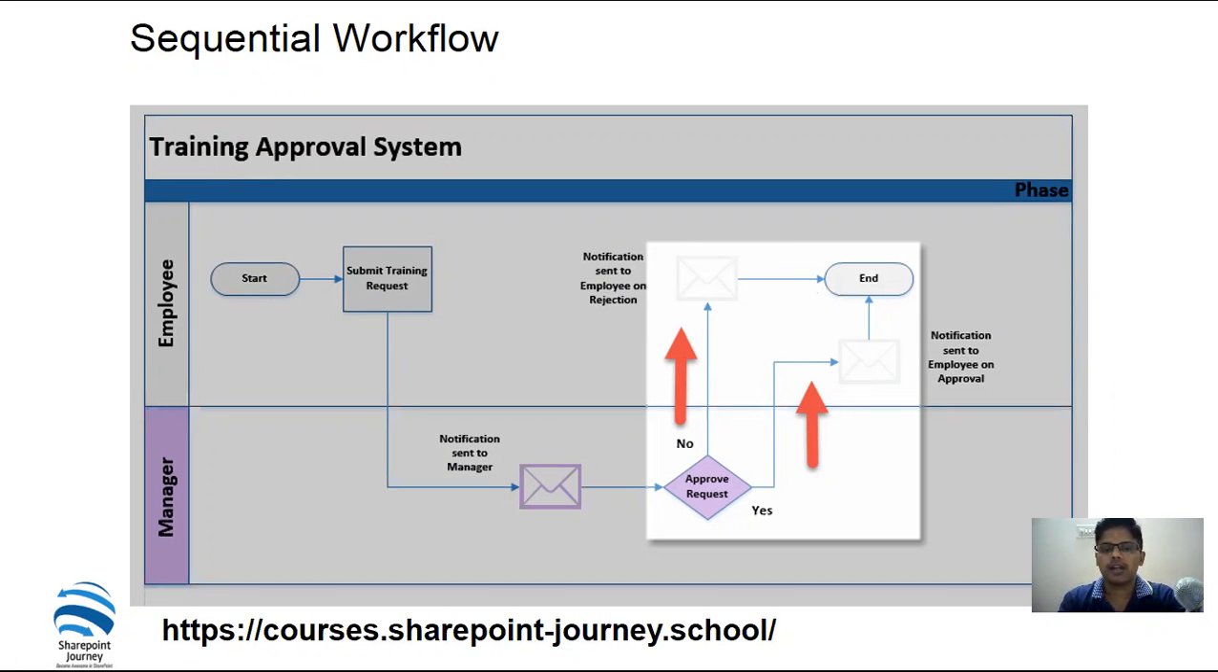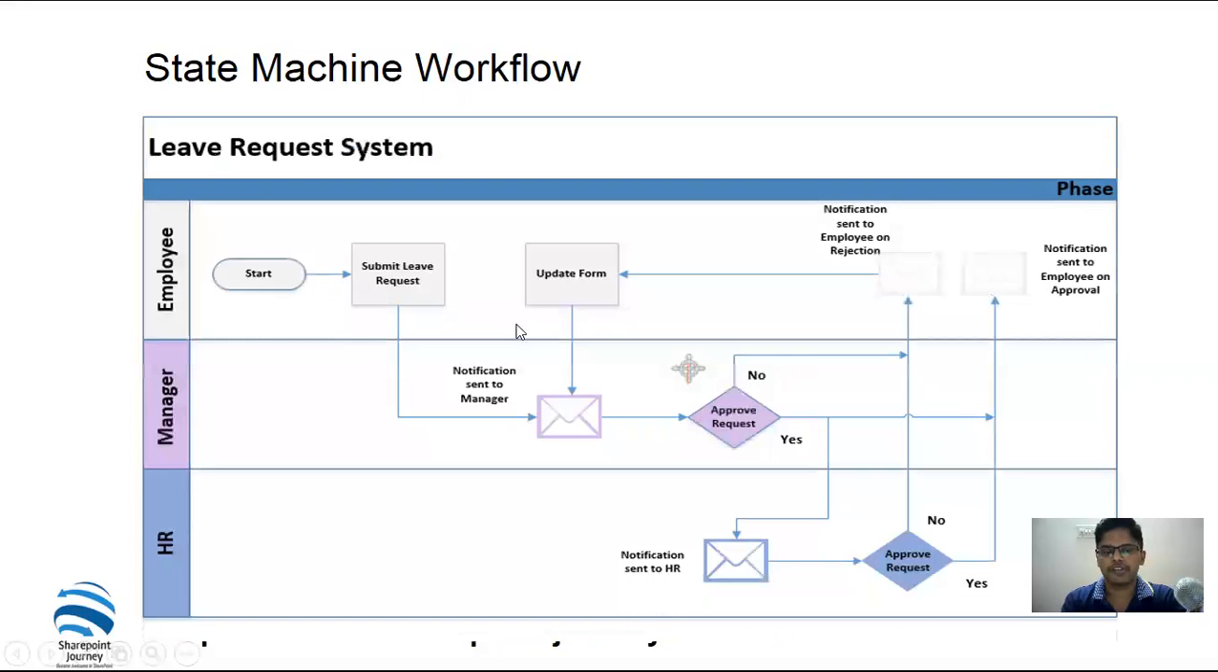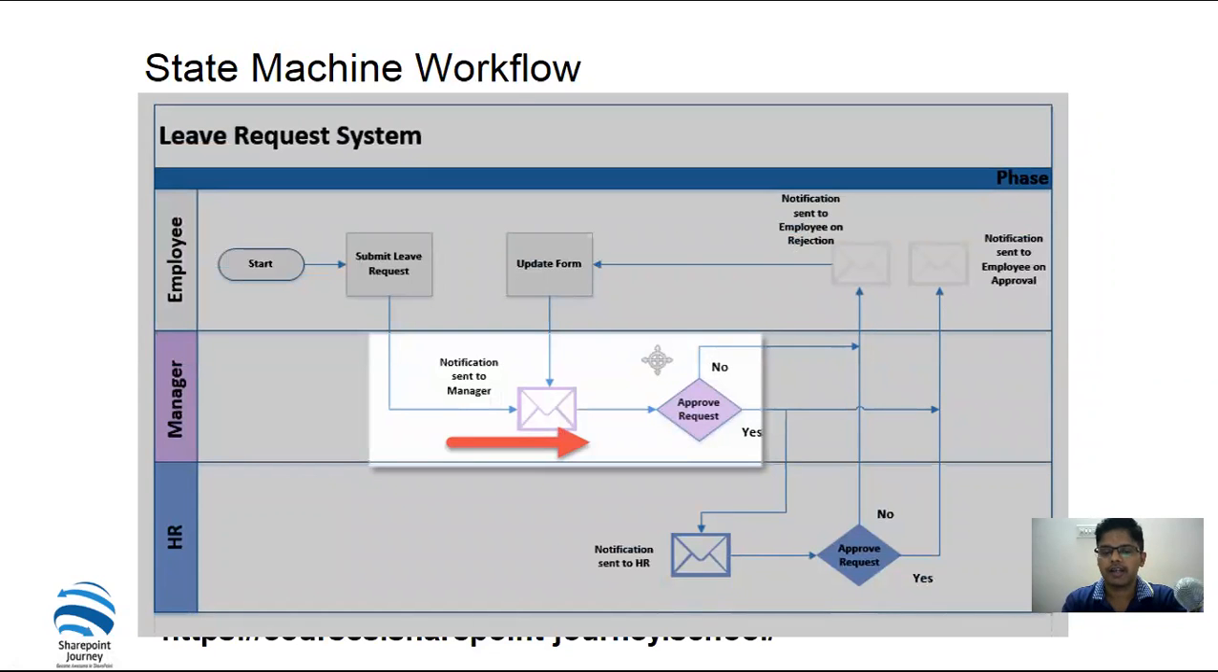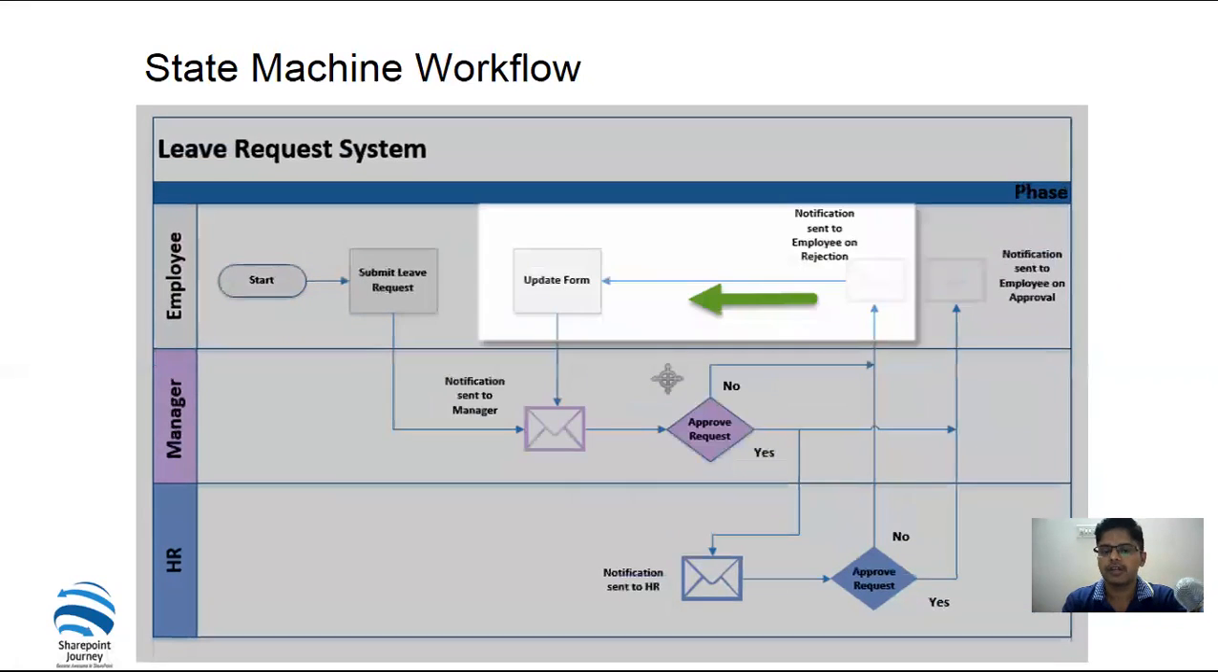Okay, and let's talk about state machine. Here I went with one more additional level, where I have employee, manager, and HR. Again, in this case, it's a leave request, where the employee submitted the leave request and a notification was sent to the manager. Now let's say he didn't approve it, but he was asking for more information about that leave request. In this case, we can send a notification to the employee asking him to update the form.